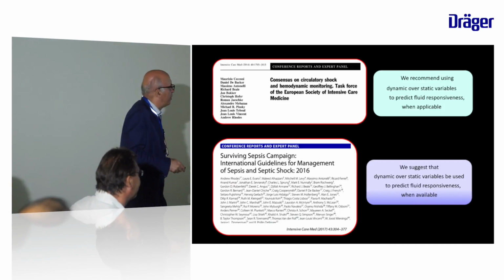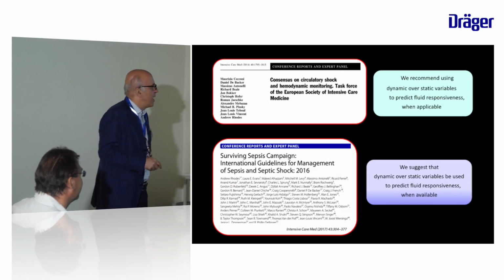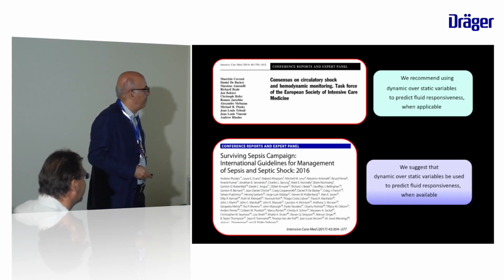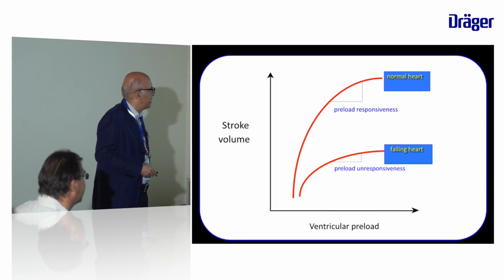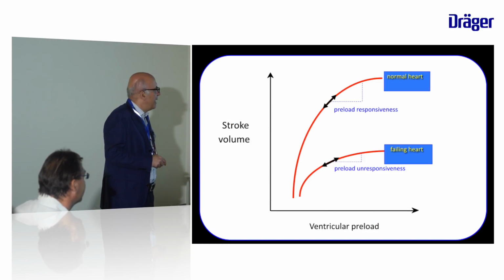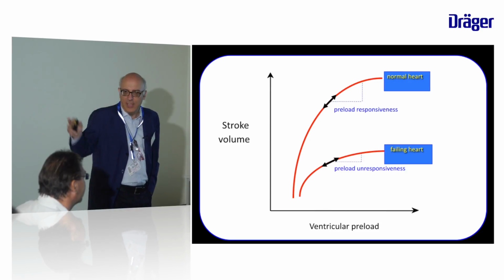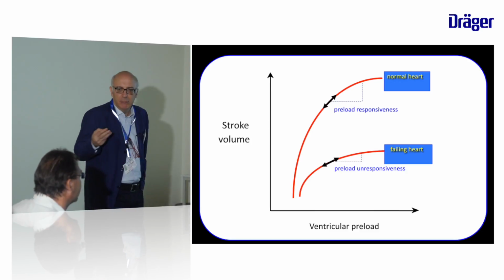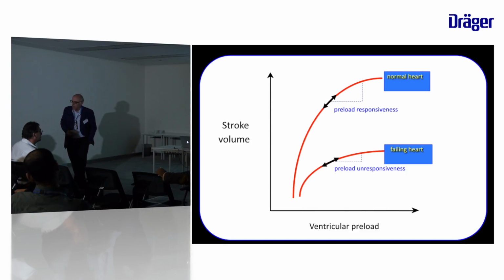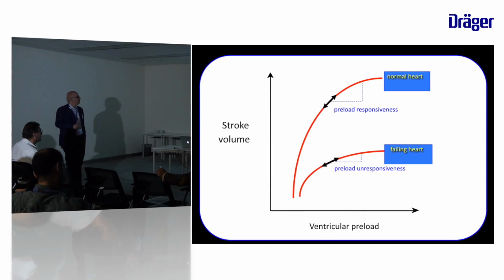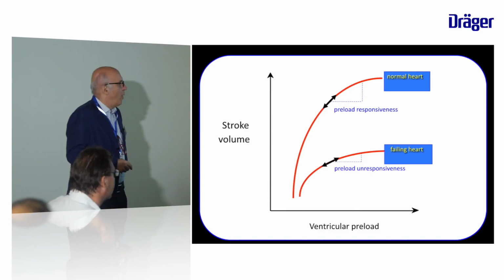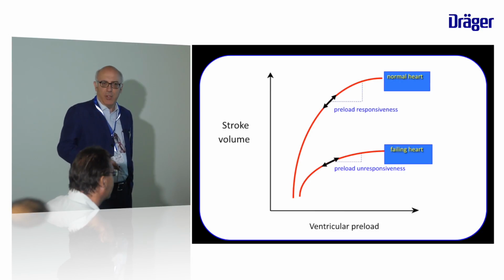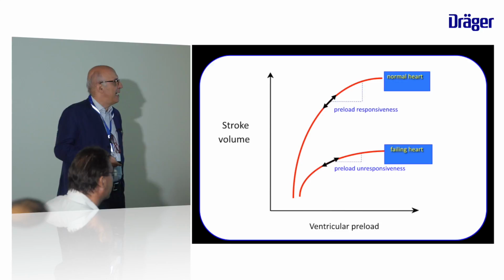So actually, in most of the guidelines, you see that they suggest the dynamic parameters. What does it mean? That instead of looking at a fixed parameter, with all the limitations that we discussed before, independently of the curve that we have, you can have a look at the change in one parameter, which can be stroke volume, pulse pressure, when you have a change in ventricular preload, so going from the static to the dynamic parameters.